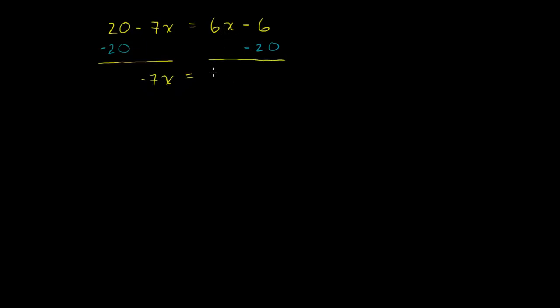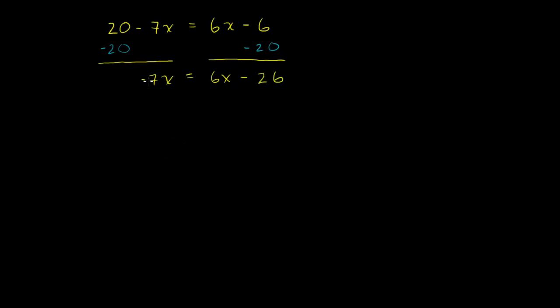I have a 6x. I'm not adding or subtracting anything to that. But then I have a negative 6 minus 20. So if I'm already 6 below 0 on the number line and I go another 20 below that, that's at negative 26.